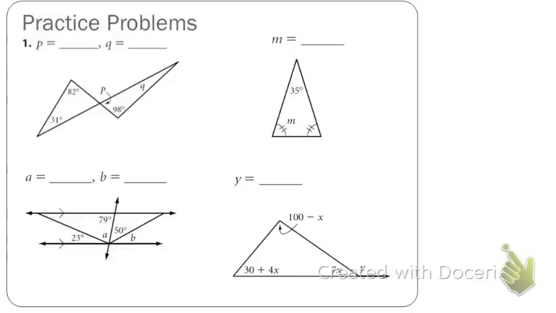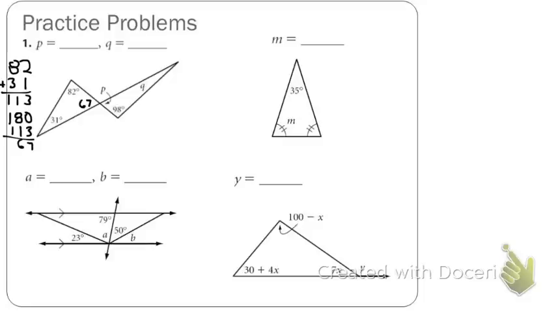So if I look up in the top right, I need to find P and Q. Well, at first, P and Q are in the same triangle with a 98 degrees, but I don't have enough to solve there. I actually have to use the triangle on the left to help me work my way to it. So I could do 82 and 31 together give me 113. I could subtract that from 180 and I get 67, which is this angle.